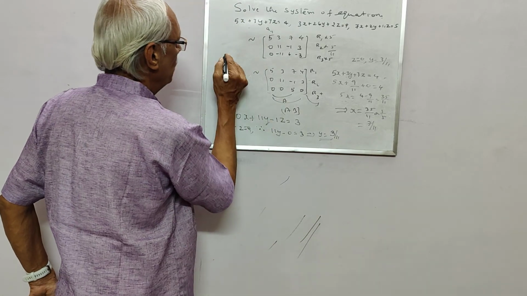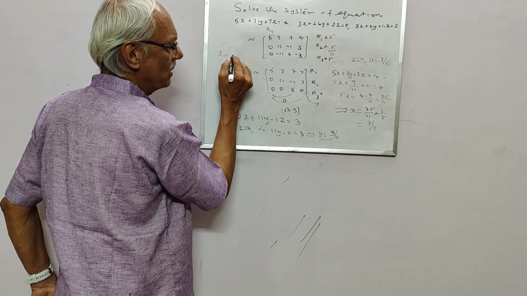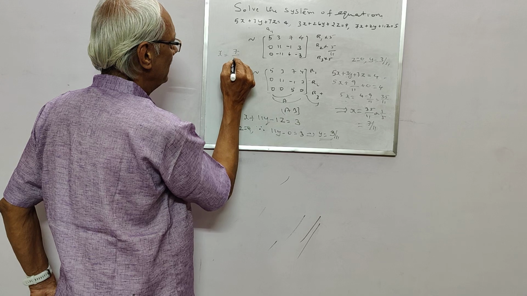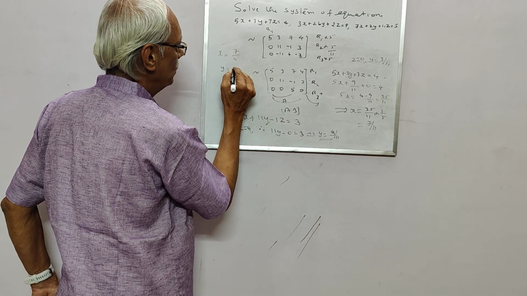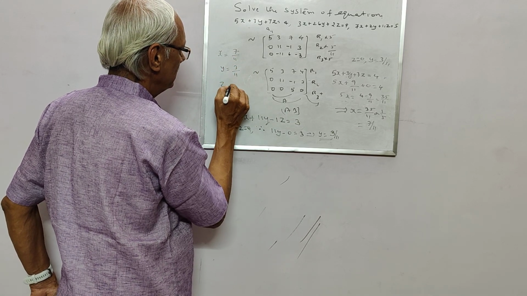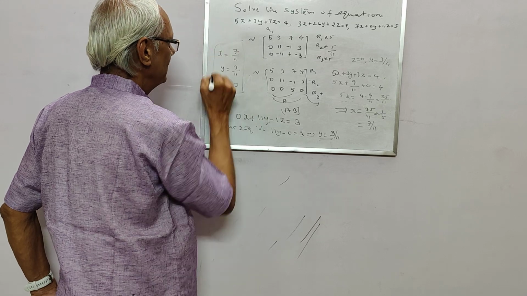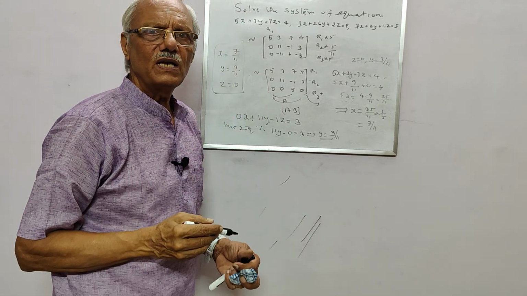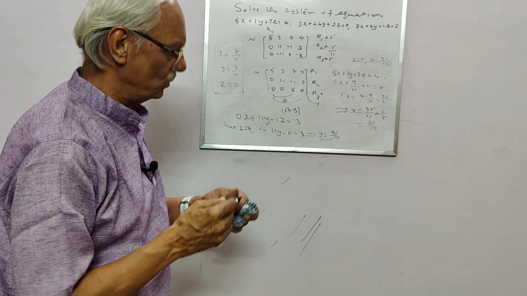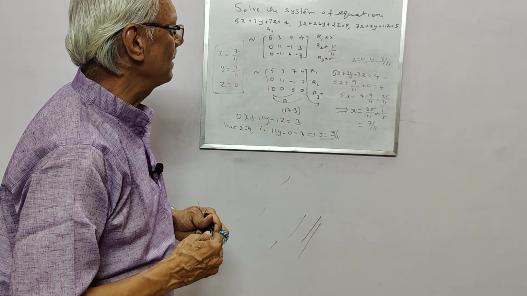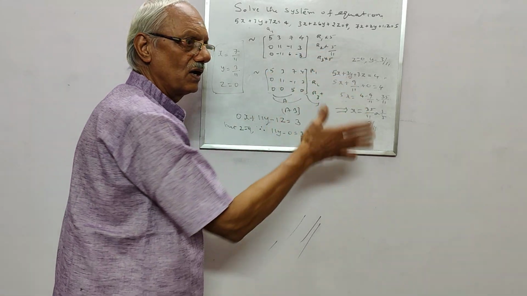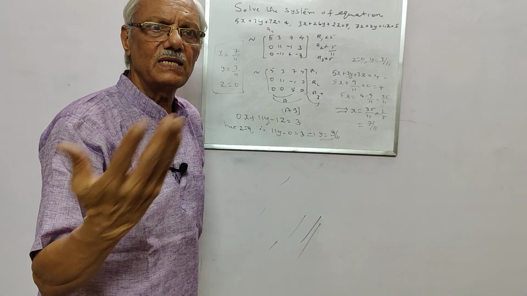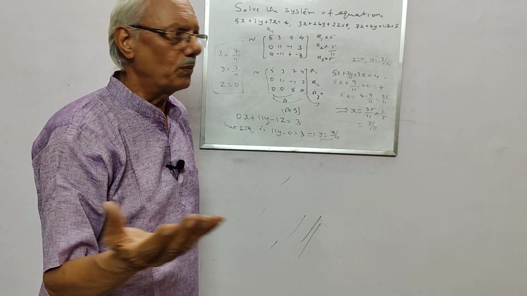So you see what your values are: x is equal to 7 by 11, y is equal to 3 by 11, z is equal to 0. Now you see that the solutions are unique. You have got a definite and unique solution, and I am able to get the rank of the matrix and simultaneously solve the problem.